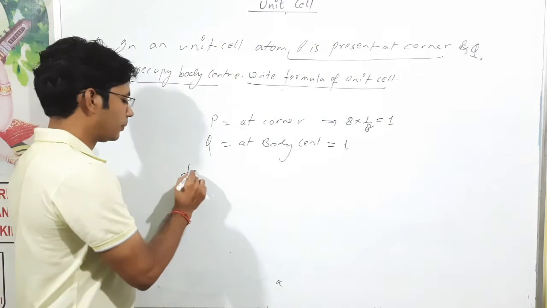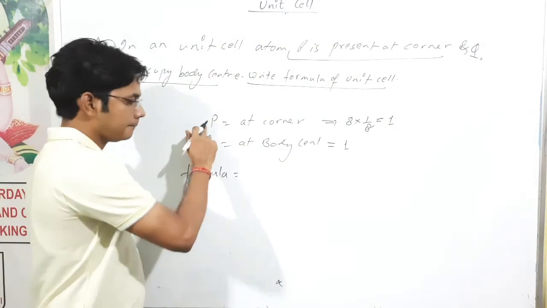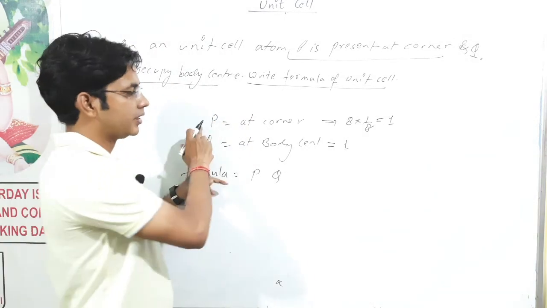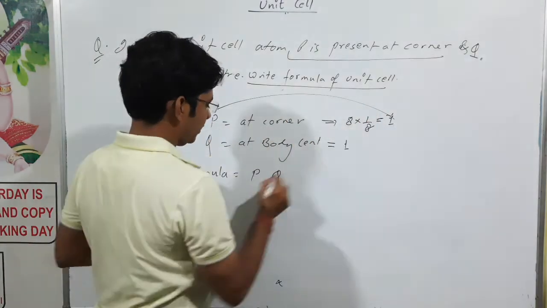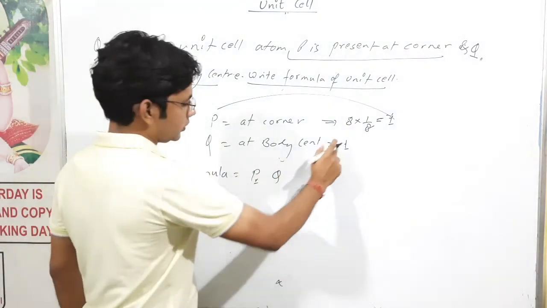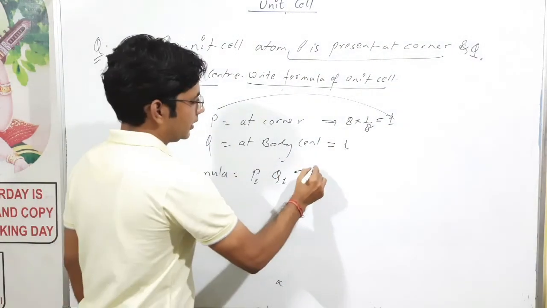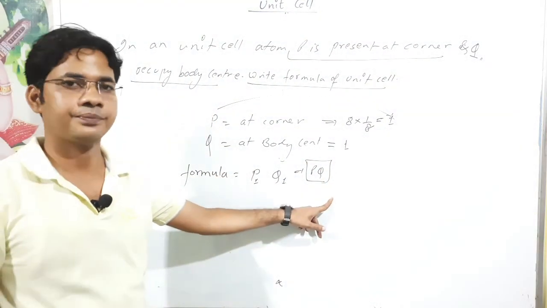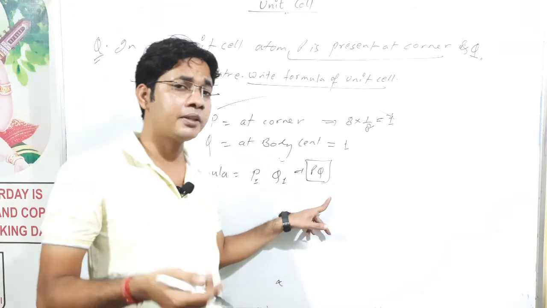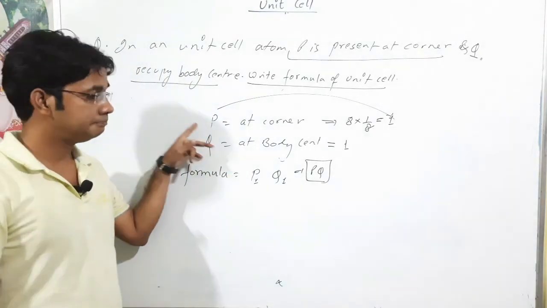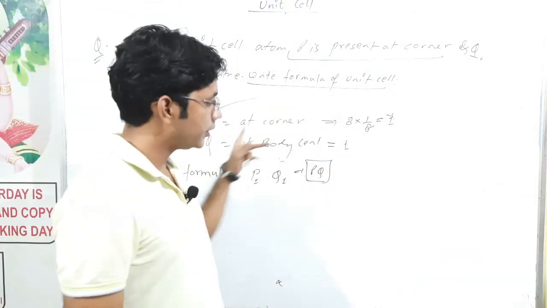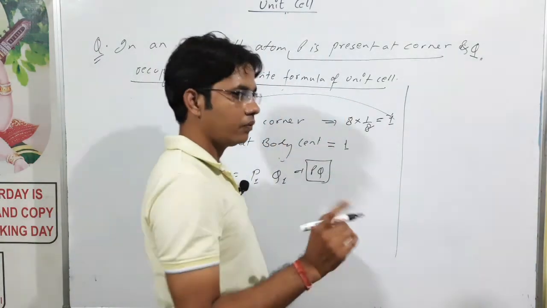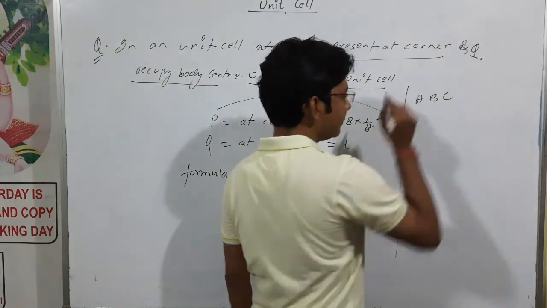How will you write the formula? P and Q. We have two atoms, P atom and Q atom. The number of P is 1, write it here. The number of Q is also 1, write it here. 1 is removed and we will have PQ. This is the formula of the unit cell. Got it? I hope you are getting it. So P1 Q1, right?